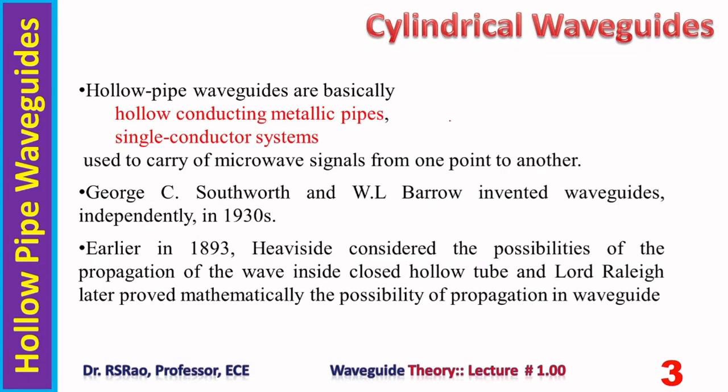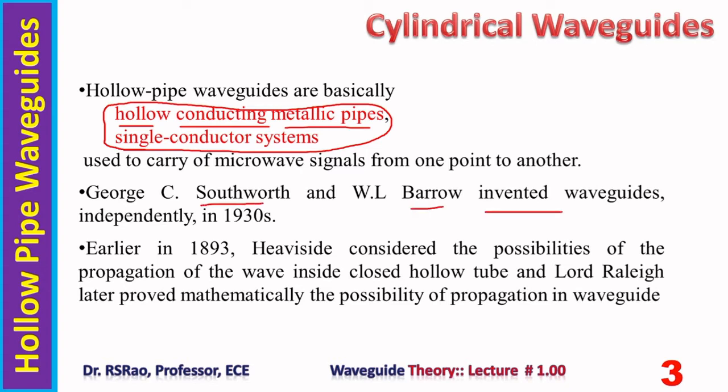Hollow pipe waveguides are basically hollow conducting metallic pipes. These are single conductor systems. These are two points that describe most of the hollow pipe waveguide system. George Southworth and Barrow invented waveguides independently in the 1930s. Earlier, in 1893 itself, Heaviside considered the possibility of propagation of a wave inside a closed hollow tube, and Lord Rayleigh later proved mathematically the possibility.